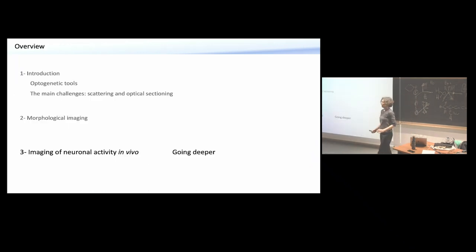Okay, so now starting from this gold standard of two-photon microscopy, can we do better? I want to show that we can do better in 3 different directions: to go deeper, to go faster, and to adapt it to free-moving mice. So let's start with going deeper.